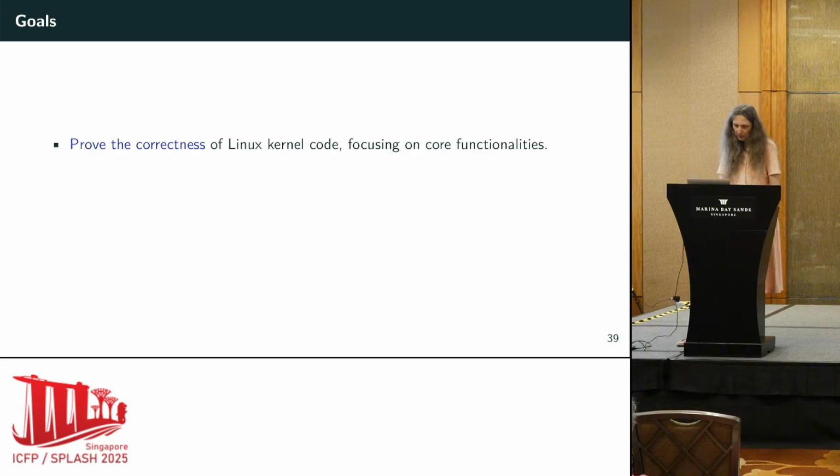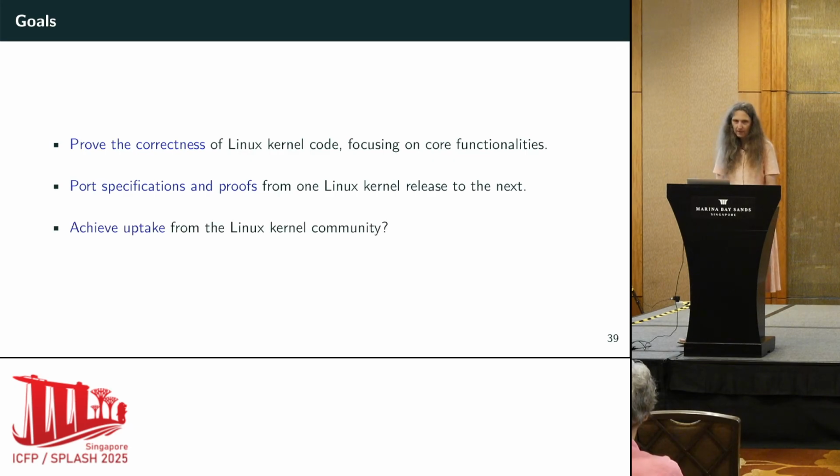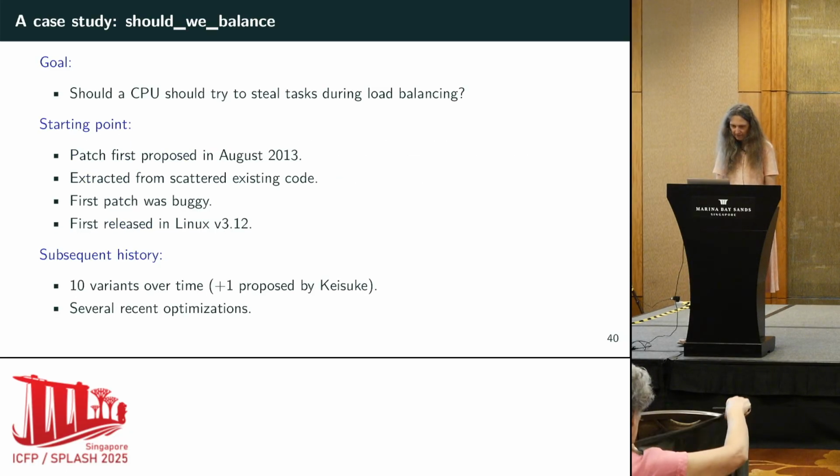So in our particular work, we're interested in proving the correctness of Linux kernel code. The code should be as it is. And we're focusing on core functionalities. Probably 27 million lines of code is not very realistic. We want to see to what extent we can port these specifications from one version to the next. And ideally, someday we would like to achieve uptake from Linux kernel developers, just as we managed to somehow achieve uptake from Linux kernel developers with Coccinelle. Maybe that's too much to ask, but we can try.